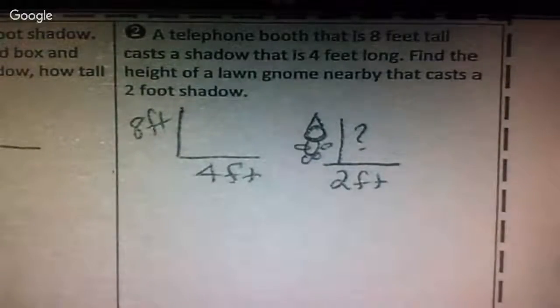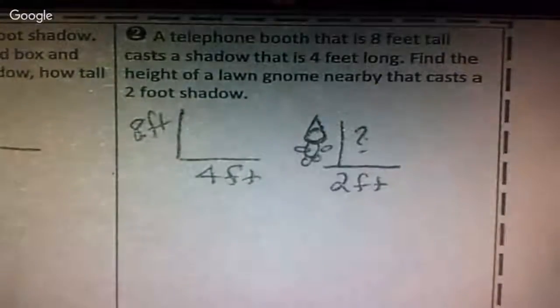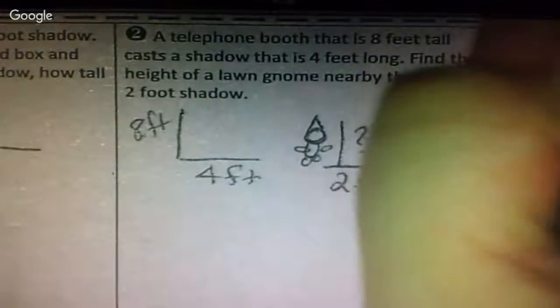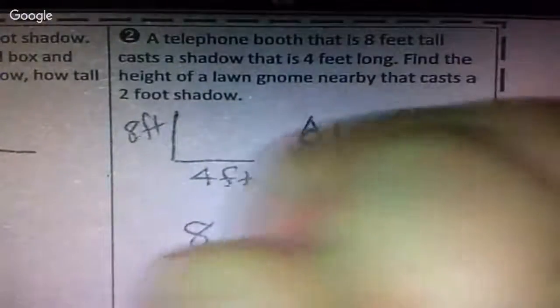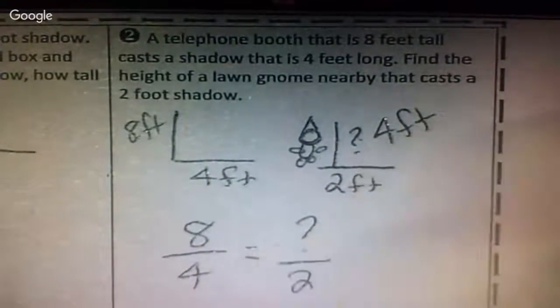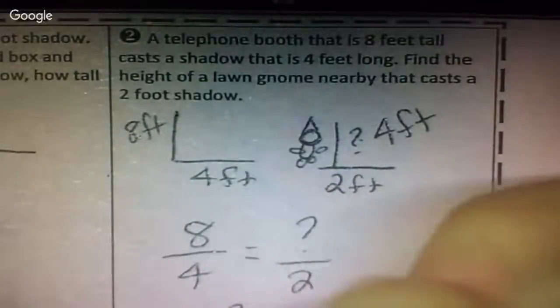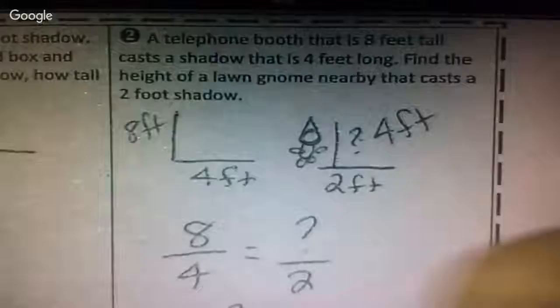Listen. Here's another way to look at this. My shadow went from 2 feet to 4 feet, so that's multiplying by what? 2. So what would I multiply by 2 to get 8? 4. So your lawn gnome is 4 feet. You could have set it up as a proportion: 8 over 4 is question mark over 2. You get 4 times question mark is 16, and you would divide by 4. You still get 4 feet. So both ways work. Again, it's proportional. If I multiply by 2 to get to one side, I've got to do the same thing to the other piece.